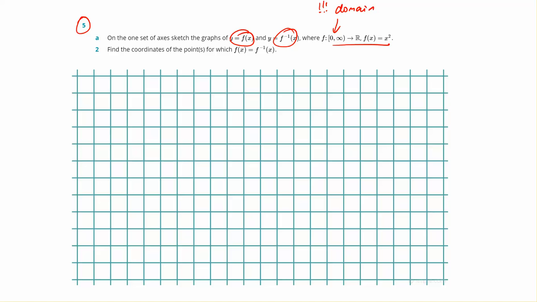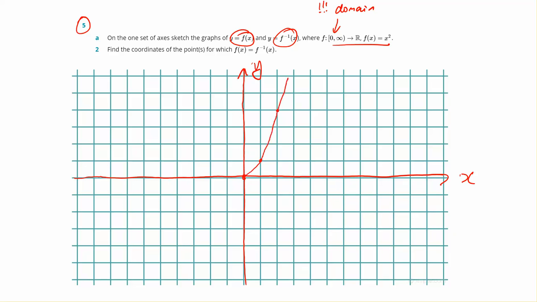It's a restricted domain. So we don't want the whole graph of y equals x squared, or f of x equals x squared. We want only half of it. If I call that y, I'm going to call that x. What's going to happen is I just want half of it, literally half.